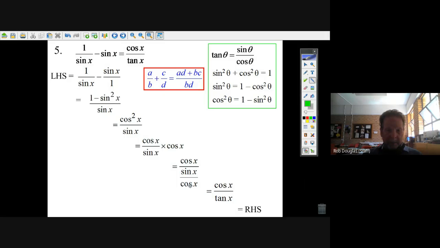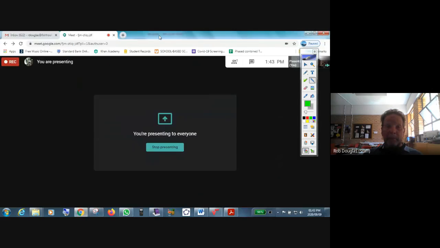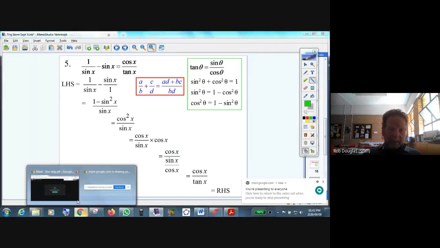Hey, but sine x over cos is really tan x. And now I've made it look exactly like the right-hand side. So I'm finished this question. And I think that's enough for one. It's quite a bit of thinking. You might want to play the video a couple times to be able to figure it out.